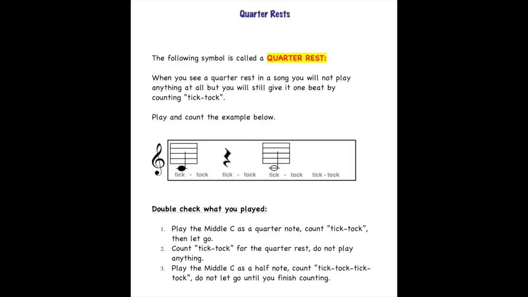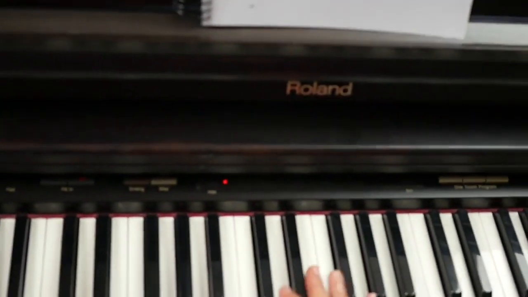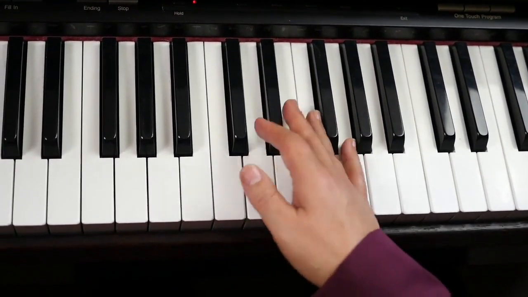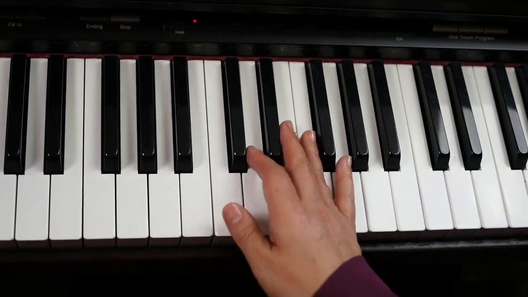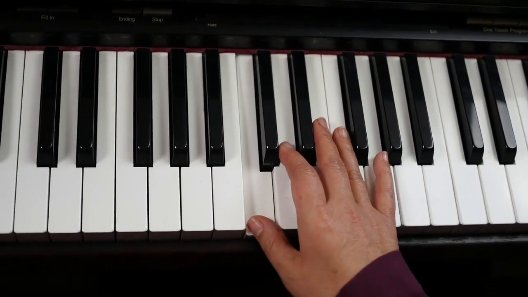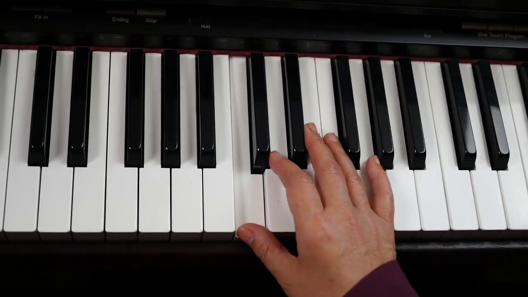Look at your music. I'm going to play this simple little exercise. I need you to see my hands on this one because I want you to see that on the rest, I'm making sure I'm not holding the note down. On the page quarter notes, there's a tick tock for a middle C, then there is a rest, and then there's another half note middle C. So here we go. Tick, tock, let go for tick, tock, and then tick, tock, tick, tock.